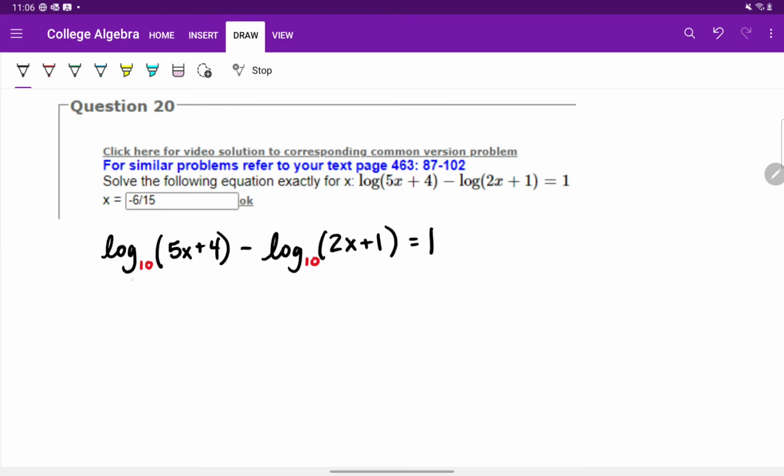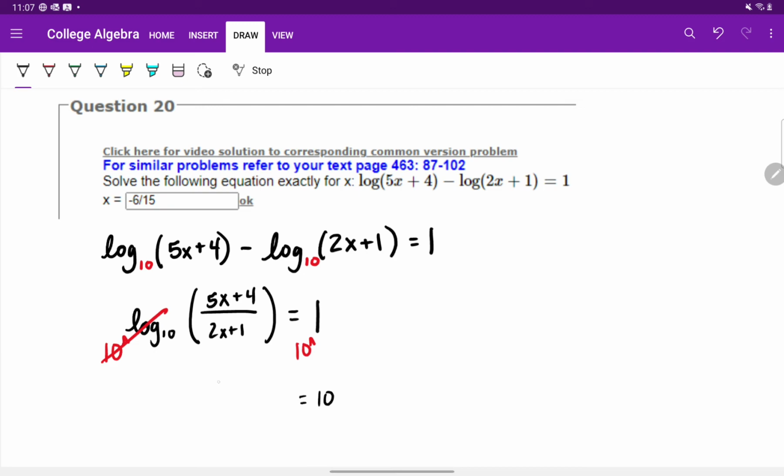So we have a log minus a log. We can combine those using our division rule. So that would become log base 10 of (5x plus 4) over (2x plus 1) equals 1. And then to get rid of the log, we have to take 10 to the power of both sides. So on the left, the 10 to the power of log base 10 will cancel. And on the right, we'll just have 10 to the first power, which is 10.